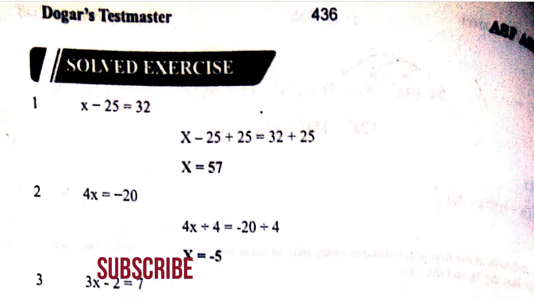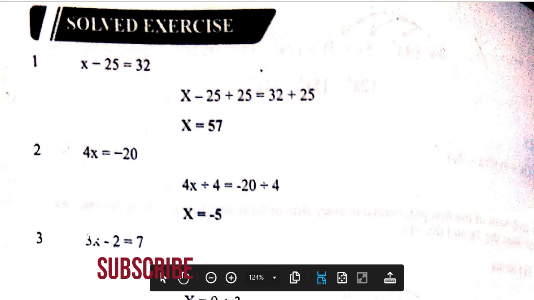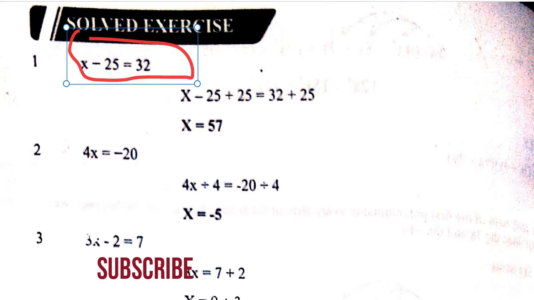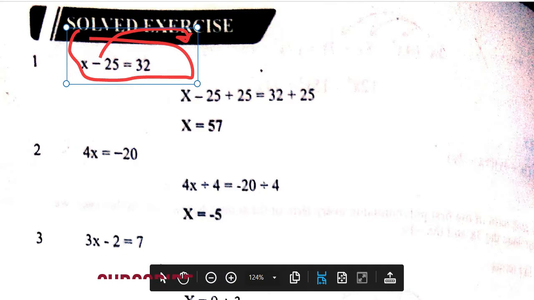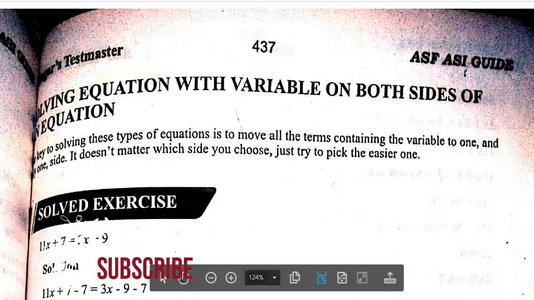So this is a simple example of an equation, where we will find the value of x. How will we find the value of x? Simply, this is minus 25 and on the right side this will be equal to plus 25, or we can add plus 25 on both sides, so the final answer will be equal to 57. So this is the 2nd, 3rd, 4th, and different kinds of examples.